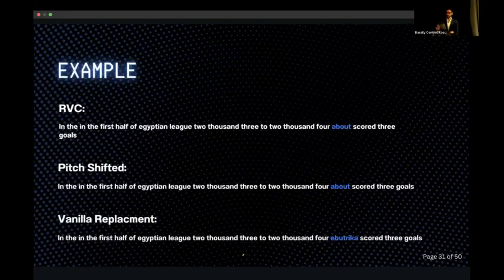And here's an example of the 3 methods. As you can see, the vanilla replacement identifies the name Apotheca almost correctly. However, the 2 other methods identified it as "about". And now Munir will continue with the third problem.